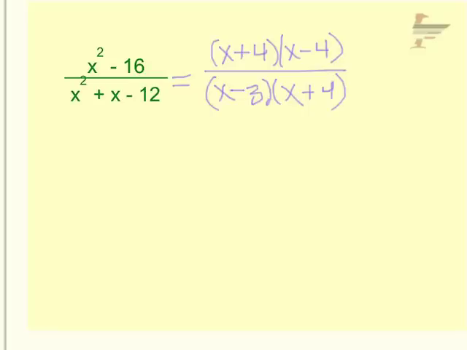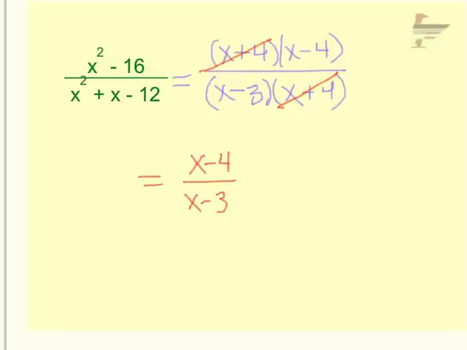So you're kind of looking for sets of parentheses to cancel. And as long as it's something from the numerator canceling with something from the denominator, you're good. So you can see we have an x plus 4 here in the numerator, and you have another one down here in the denominator. So this x plus 4 will cancel with this x plus 4 because anything divided by itself equals 1. And then it leaves us with x minus 4 over x minus 3.